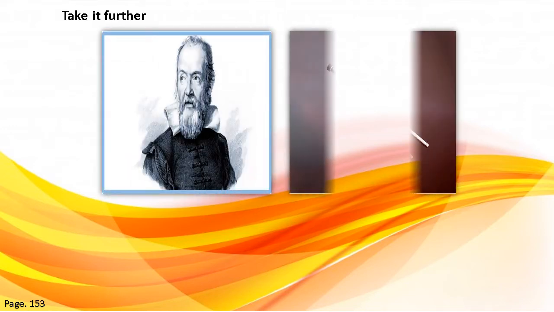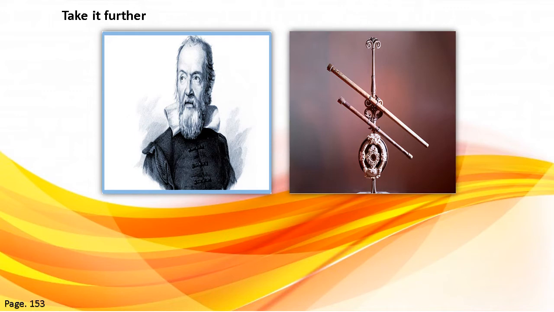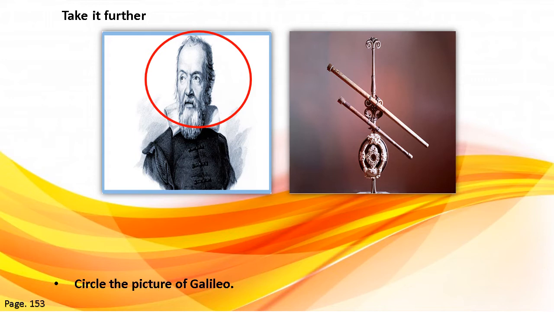Let's begin solving the exercises in our science book. And first, we will start with page 153, where we will learn more about an astronomer called Galileo. Galileo studied the sun, stars, and other objects in the sky. He used a telescope to observe them. And our question for this page is to circle the picture of Galileo. So what do you think? Well done! Let's circle the first picture which shows the astronomer Galileo.